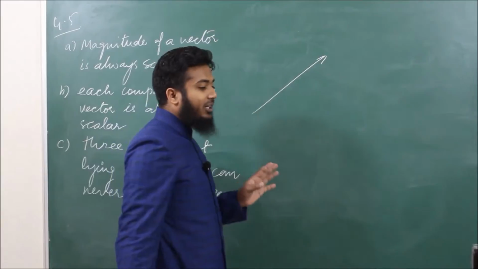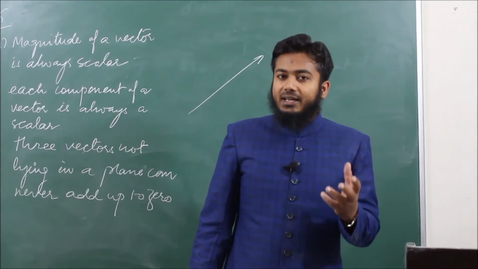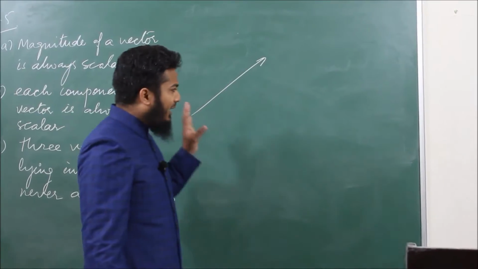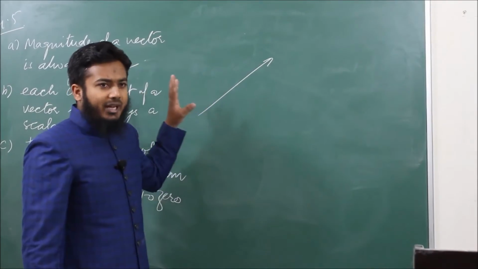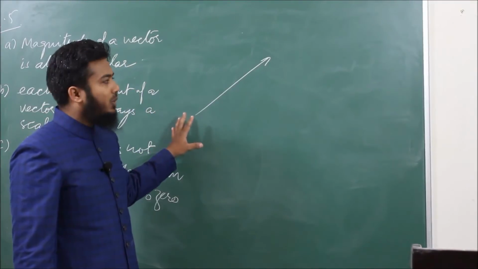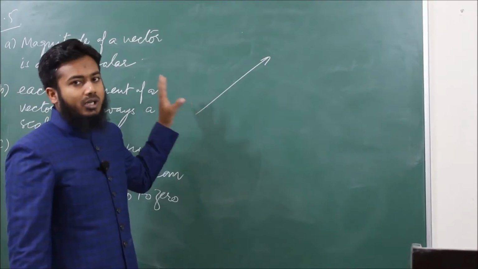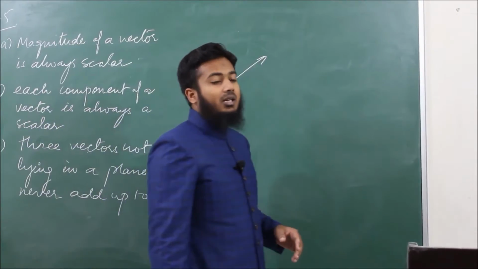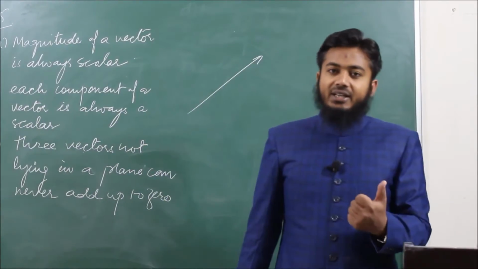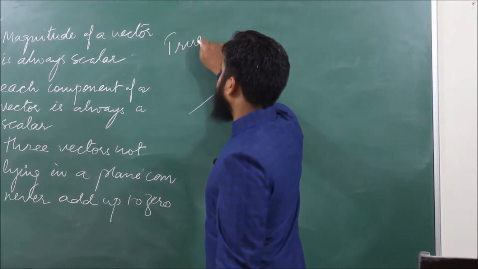So this magnitude is scalar. The magnitude of a vector is scalar in any reference frame. Whatever XY plane or any 3-dimensional space it is, in any 3-dimensional space this length will not vary. So the magnitude of a vector is always scalar. So this statement is true.